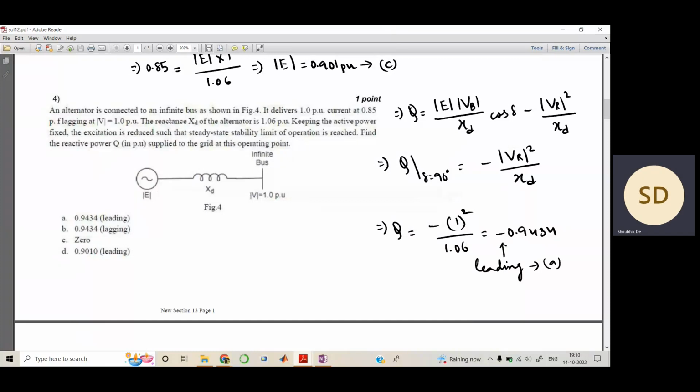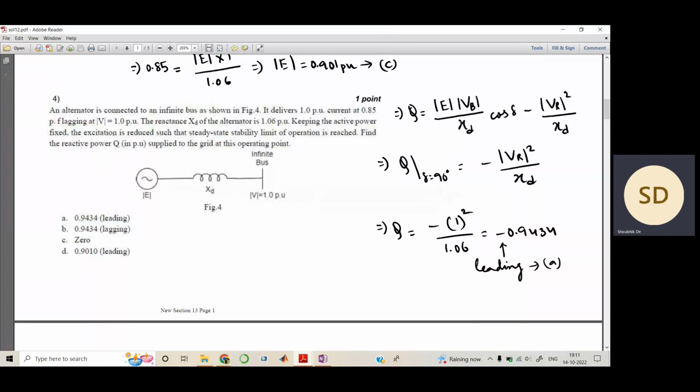So let's discuss question number 4. An alternator is connected to an infinite bus as shown in this figure. It is basically the same problem; 3 and 4 are connected problems. It delivers 1 per unit current at this power factor lagging, where the bus voltage is this much. The reactance of the alternator is also given.